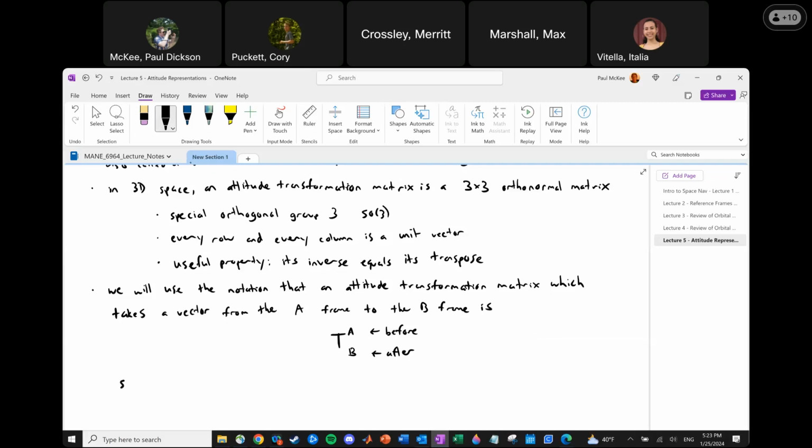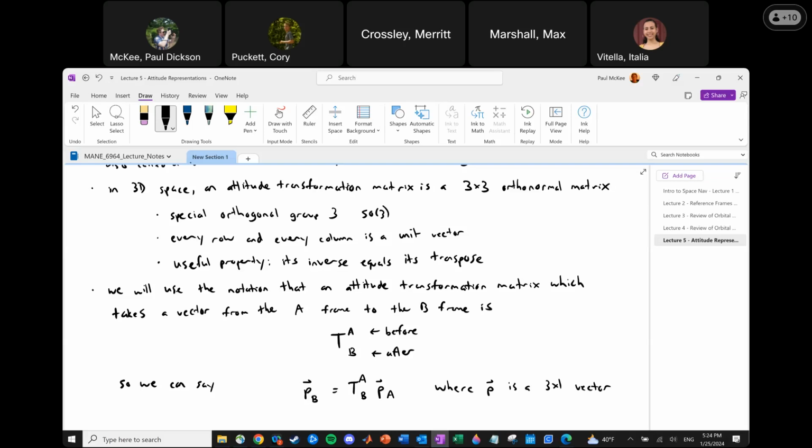So we can say that if you have some vector P expressed in the A frame, and you multiply it by a matrix which takes you from the A frame to the B frame, you're going to end up with some vector P expressed in the B frame. But, and this is crucial, it's the same vector. P did not move, we're just describing it differently. And that's what makes this a passive rotation, where P is a 3 by 1 vector.